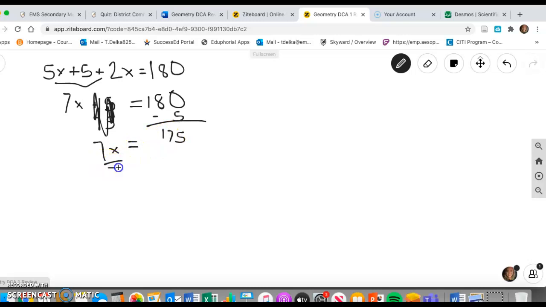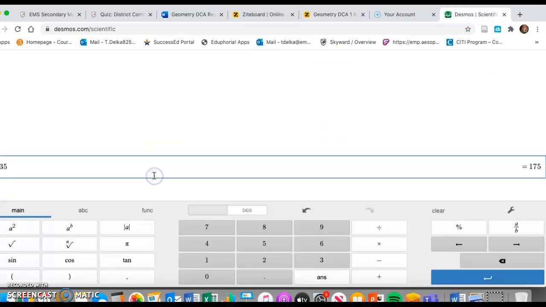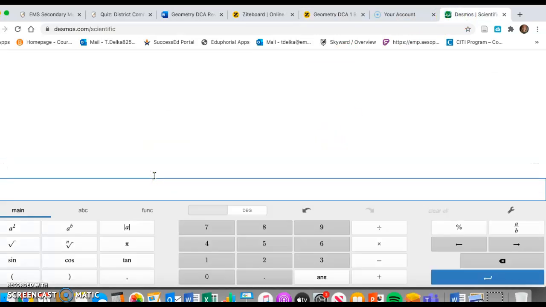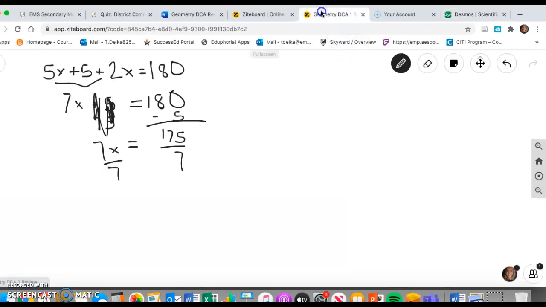So I'm going to divide by 7 on both sides. We're going to see if I did the math right, because again, I'm new to all this. Hopefully I did it right. So 175 divided by 7 is 25. I was off by a whole 10 points. So that's why. So x equals 25.